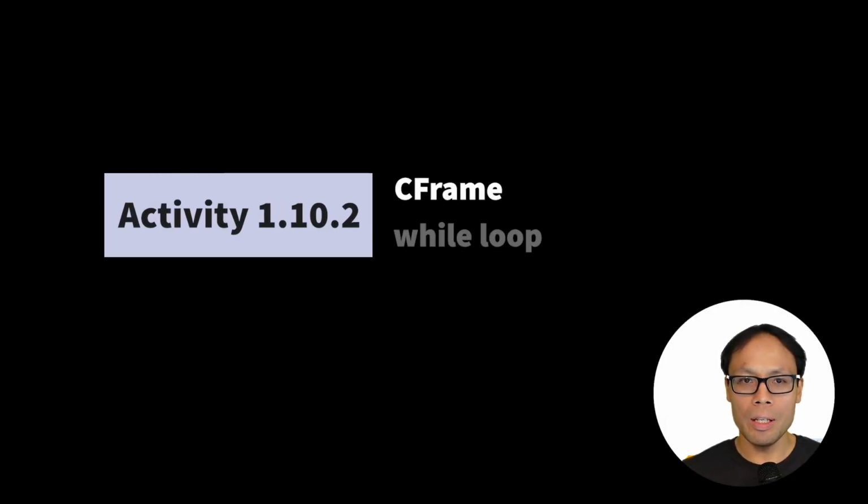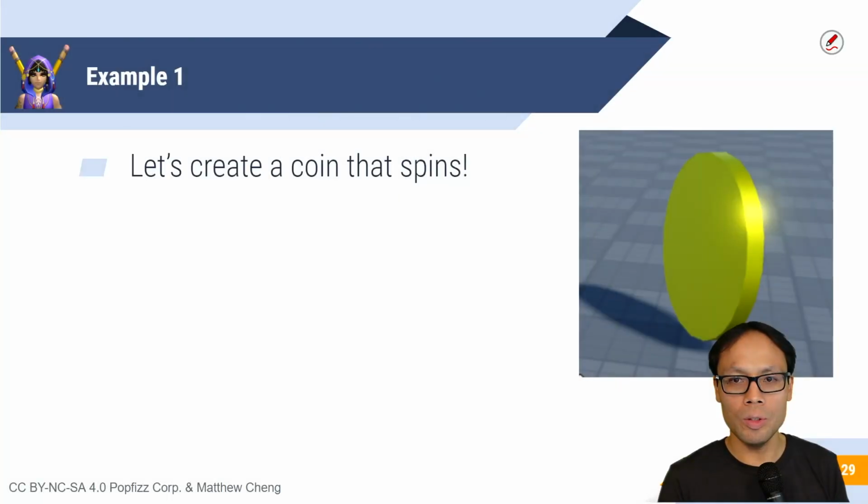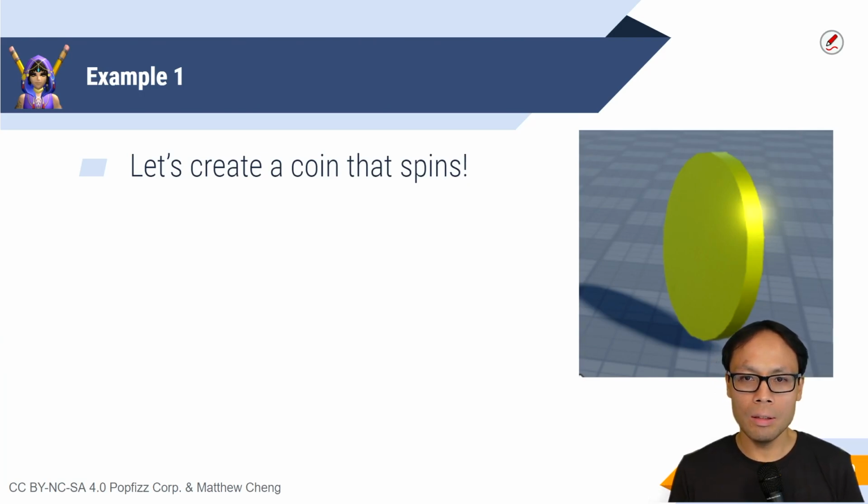Everyone, this is Mr. Cheng, and in this video, we're going to take a look at CFrame and CFrame angles, and we'll also take a look at a while loop that is always true. So we're going to create a coin that spins.